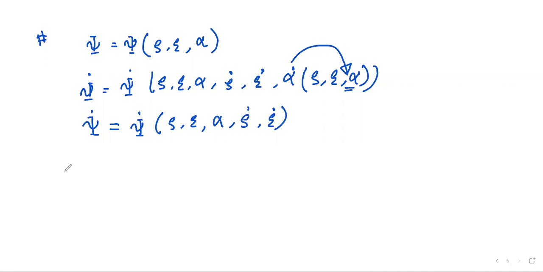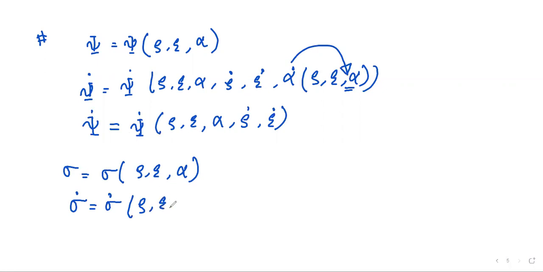Here, another dependent variable is our stress, which would depend on the free variables rho and epsilon, and the hidden variable alpha. And the evolution equation of sigma, that is sigma dot, has the same functional dependency as psi dot: rho, epsilon, alpha, rho dot, and epsilon dot.